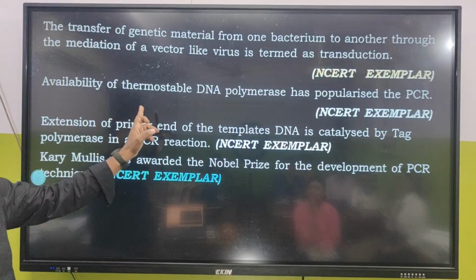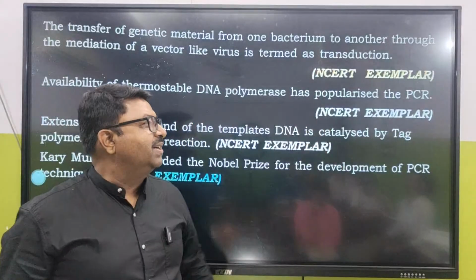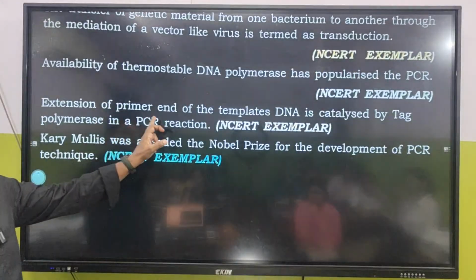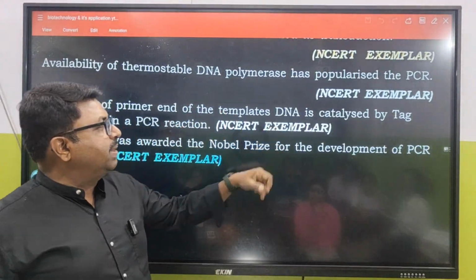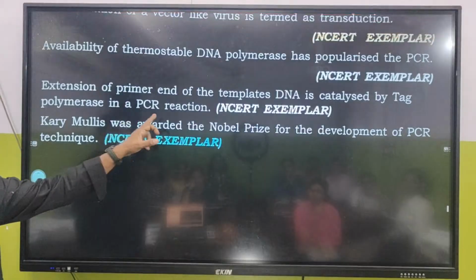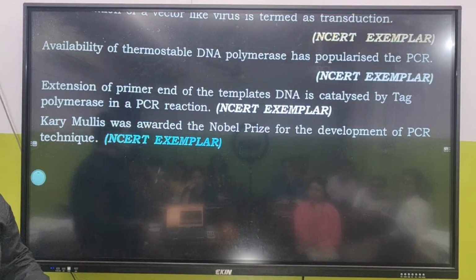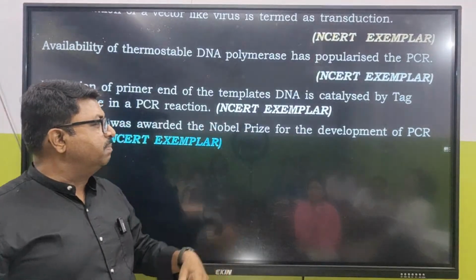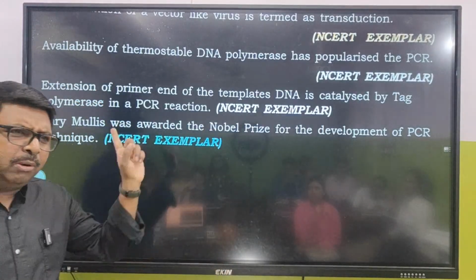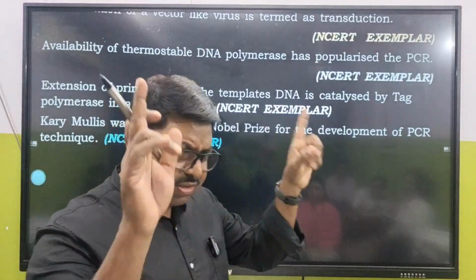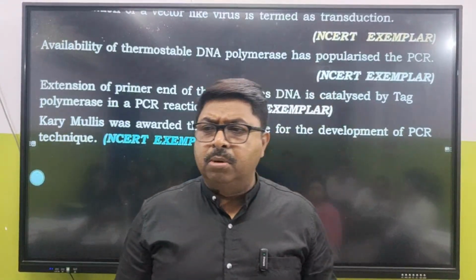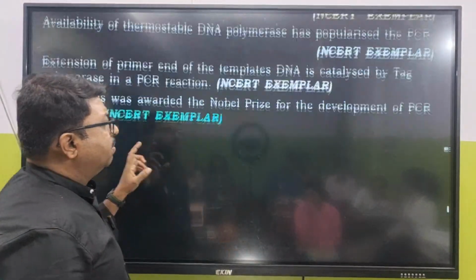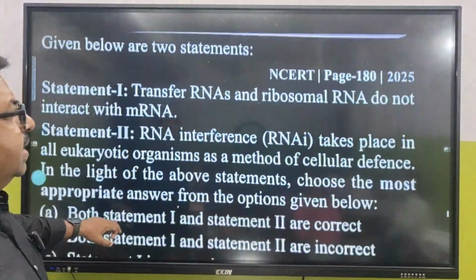Availability of thermostable DNA polymerase has popularized the PCR. Extension of primer at the end of the template DNA is catalyzed by Taq polymerase in PCR. Kary Mullis, important. Mullis was awarded the Nobel Prize for the development of the PCR technique. I have talked about him in PCR. That's all about gene therapy.